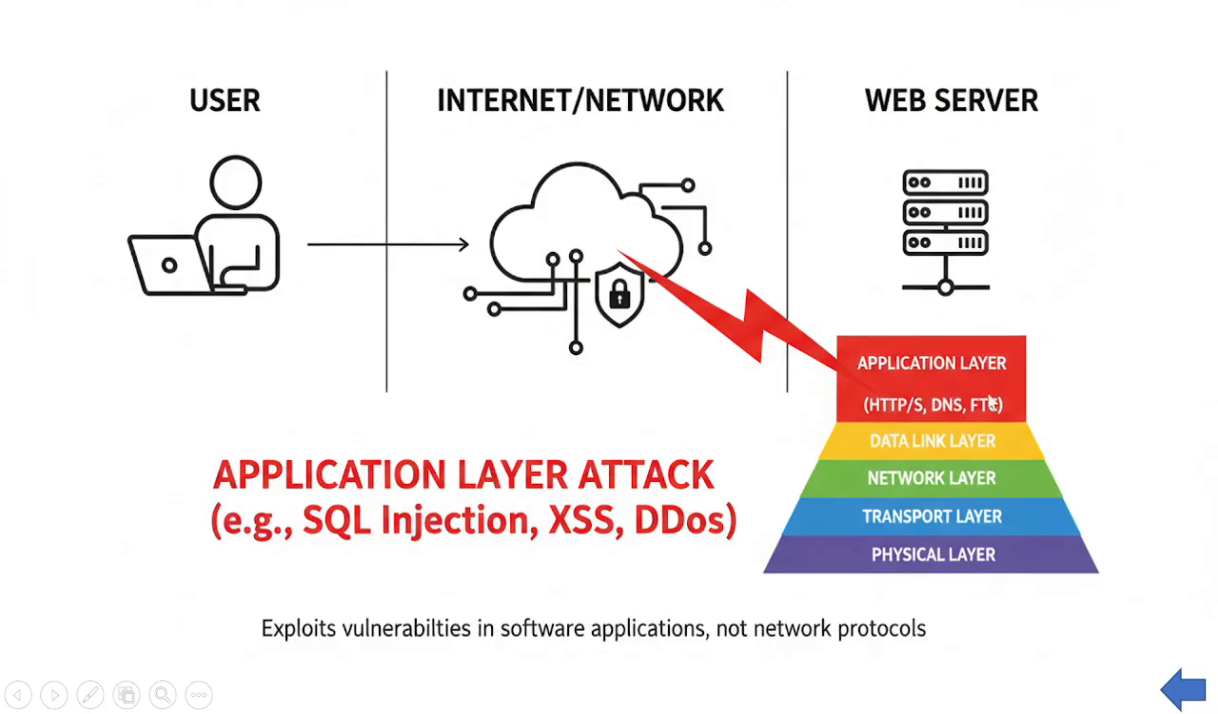Examples include SQL injection and cross-site scripting. But for DDoS, it involves sending seemingly legitimate requests that are computationally intensive for the server. This exhausts server resources like CPU and database connections, leading to very slow responses or making the services unavailable for real users. These attacks are subtle and often mimic normal user behavior, making them particularly difficult to detect and mitigate using traditional network security tools.